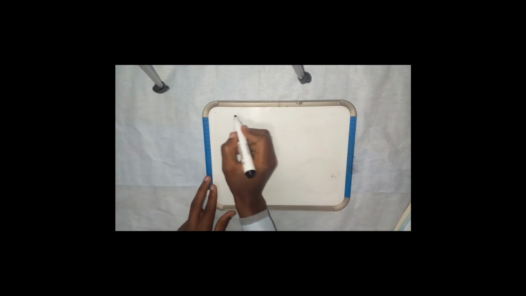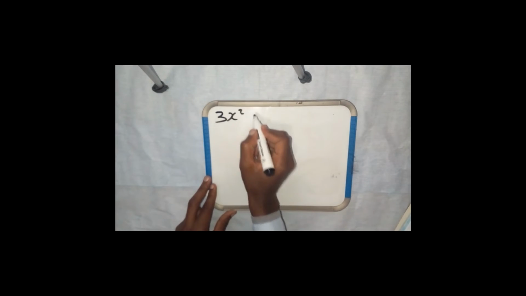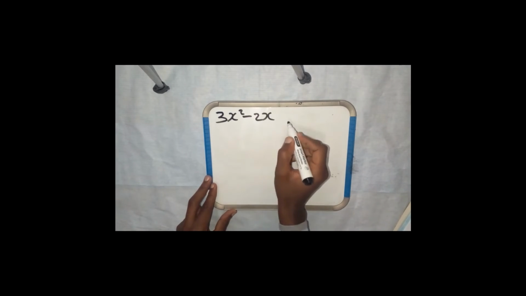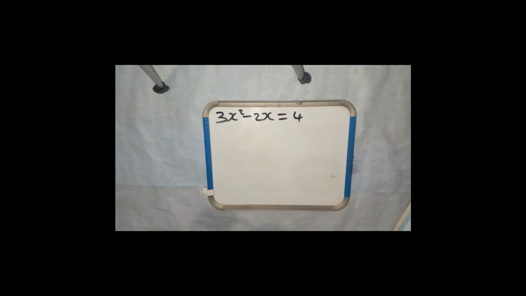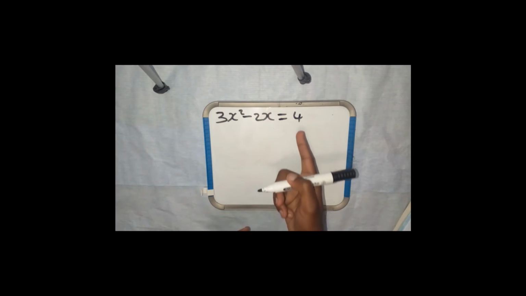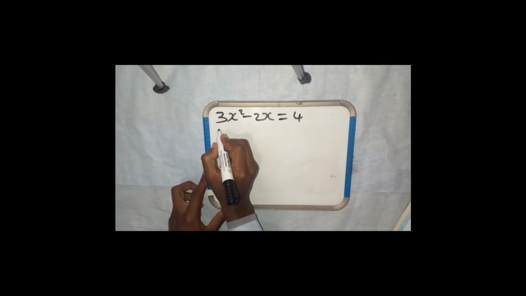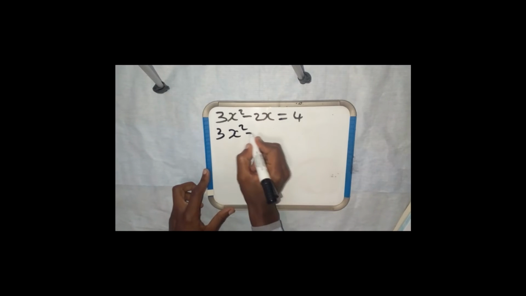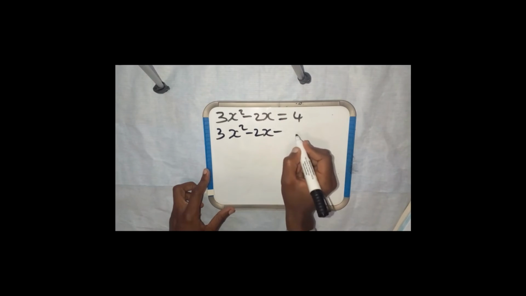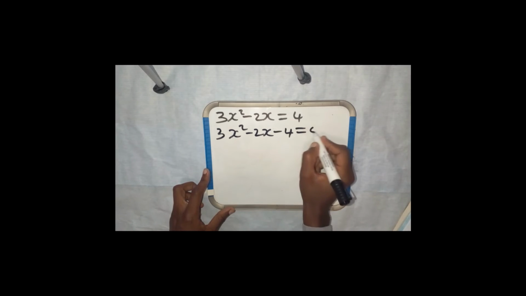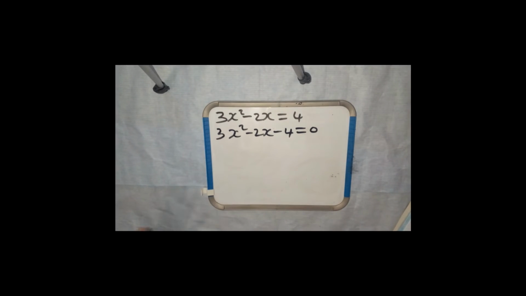Right, this one is 3x squared minus 2x is equals to 4. The first thing you need to do here is to write down this equation in the form of ax squared plus bx plus c. By doing what? By transposing this form. Now we will have 3x squared minus 2x minus 4, which is equal to what? Which is equal to 0.